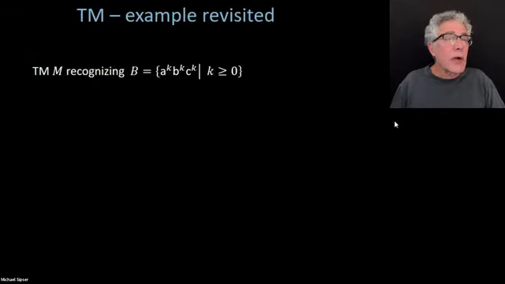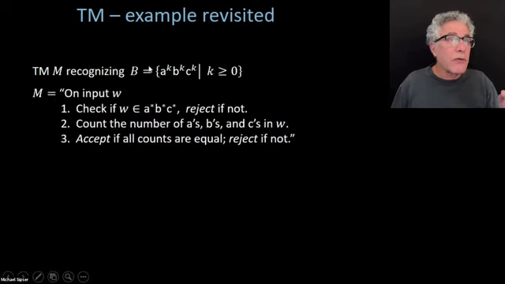Okay, so getting back to that notation for a Turing machine. Here is a machine we've already seen once before for A to the K, B to the K, C to the K. I would write it now more simply than managing all of the tapes that we had the first time around, which we did last lecture. I would just give it an input W, check if W is of the right form with the things in the right order, reject if it's not, count the number of A's, B's, and C's in W, accept if all the counts are equal, and reject if not.